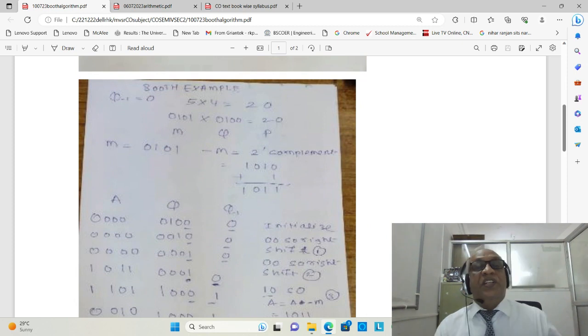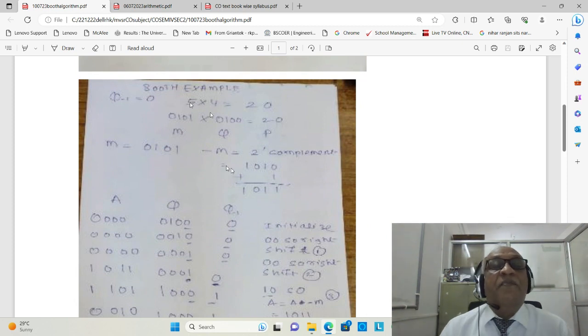Let us take the first example. 5 multiplied by 4 is equal to 20. So the binary equivalent of 5 is 0 1 0 1. The binary equivalent of 4 is 0 1 0 0. Then 20 is the product. This 5 is the multiplicand, and this 4 is the multiplier.